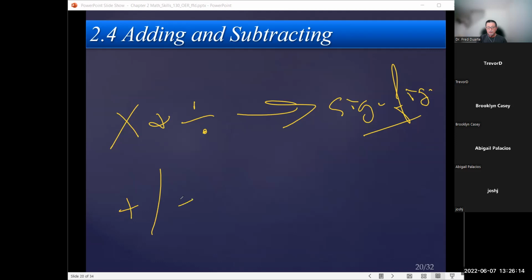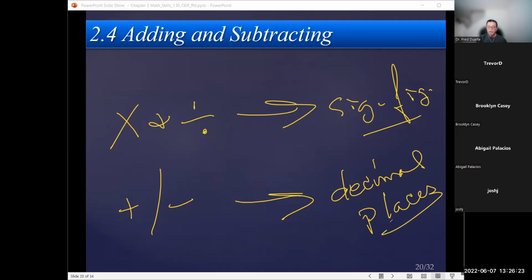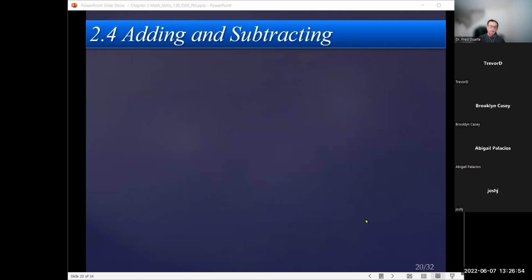Adding and subtracting, think decimal places, okay? Decimal places. Don't think sig figs. I'm gonna give an example. We don't mix and match the two, okay? Again, in both scenarios, your final answer cannot be more accurate than the least accurate digit. We're gonna do some examples here to demonstrate that. Multiply, divide, think sig figs. Add, subtract, think decimal places. Least number of decimal places.